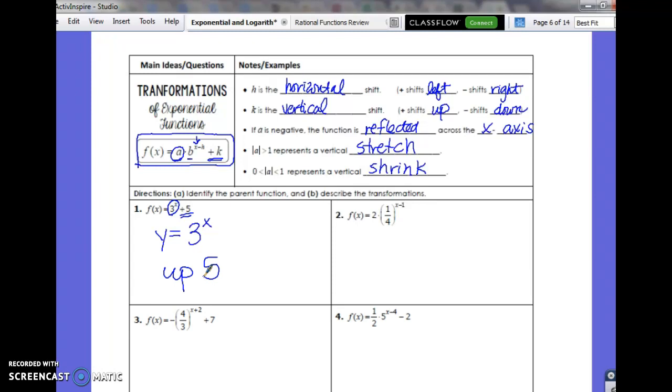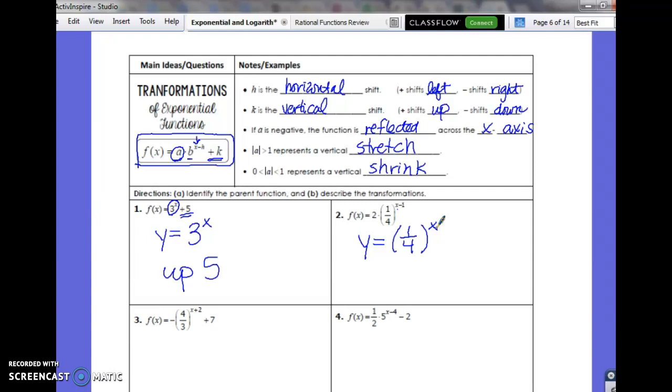And the more you add on, it does get a little bit tougher to pick out the parent function, but just locate your power of x, locate your base, and that's going to be your parent function. So for number 2, x is my power right there. What is my base? A fourth. So my parent function is 1/4 to the x power. That will be a decay function. And you need to think about that before you actually look at a graph on your calculator to make sure you know what you're looking at.